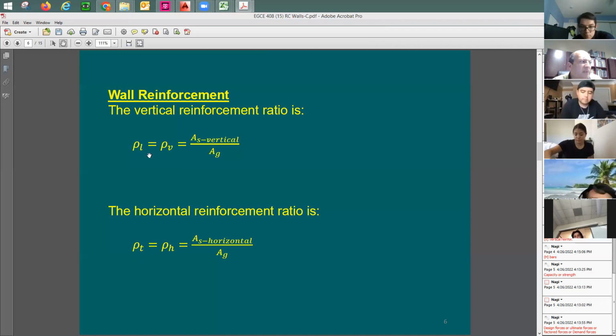Because usually someone's going to say, what does it mean by rho L and rho T? But if you just put it as rho V and rho H, it's going to be much simpler. People know where the vertical reinforcing is, where the horizontal reinforcing is. It's going to be much easier and simpler, in my opinion.